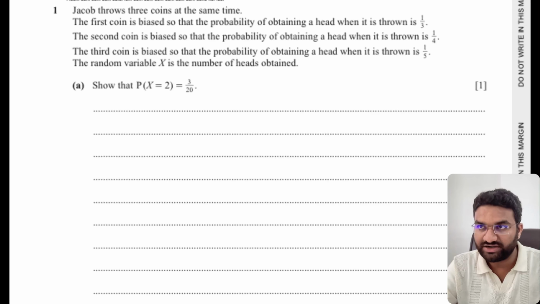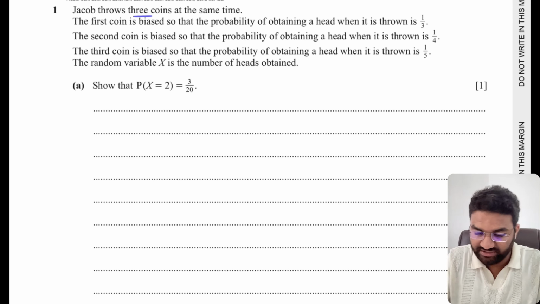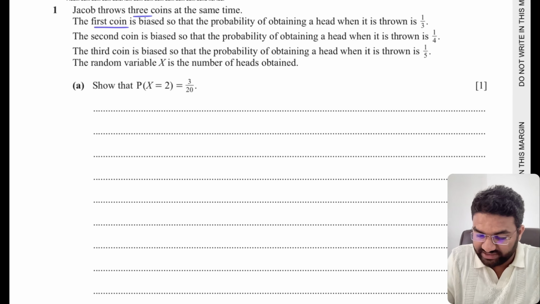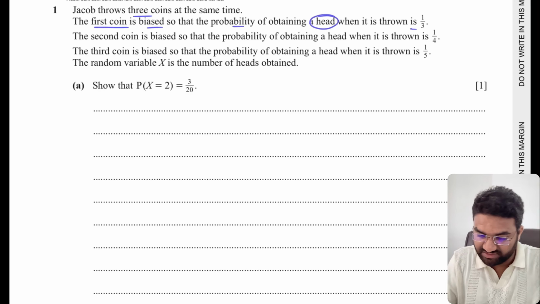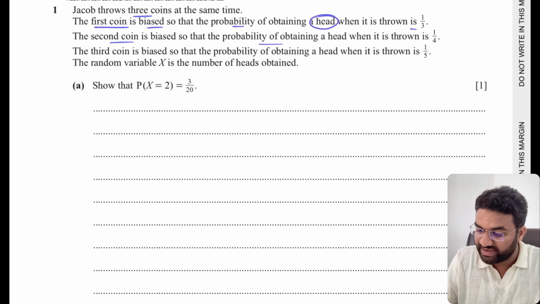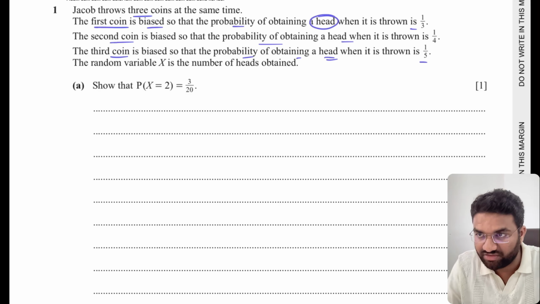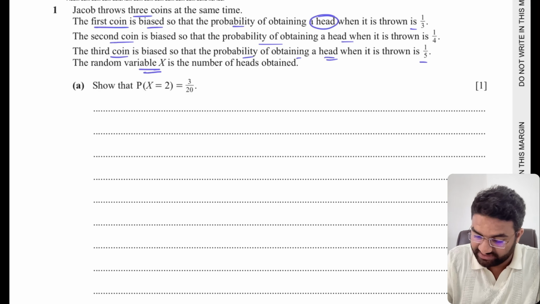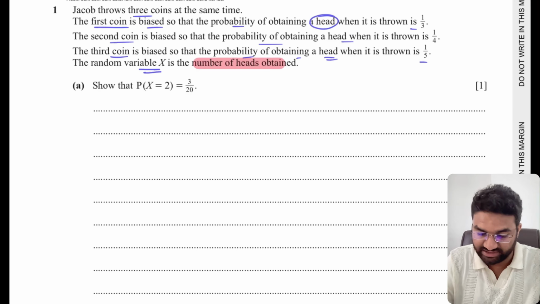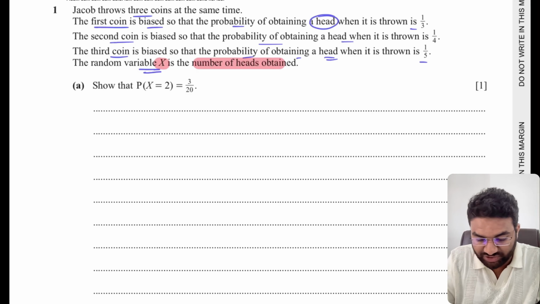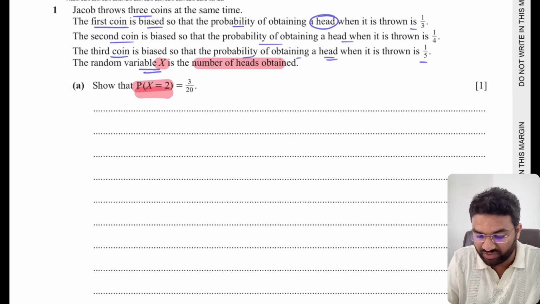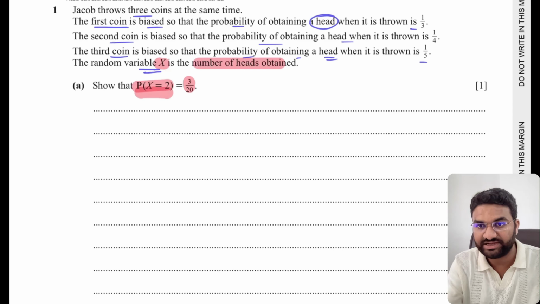So here, the first part is: Jacob throws 3 coins at the same time, and the first coin is biased so that the probability of obtaining a head is 1/3. The second coin, the probability of obtaining a head is 1/4. Third coin, the probability of obtaining a head is 1/5. The random variable X is the number of heads obtained. Show that the probability of X equal to 2 is 3/20. So the probability of getting 2 heads is equal to 3/20.